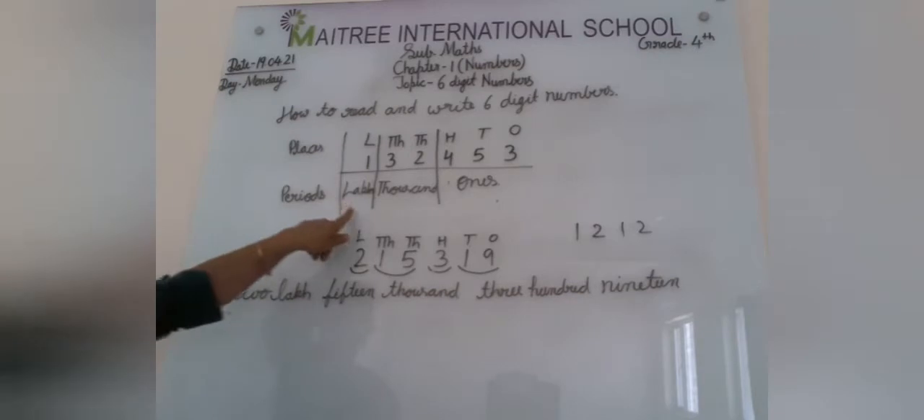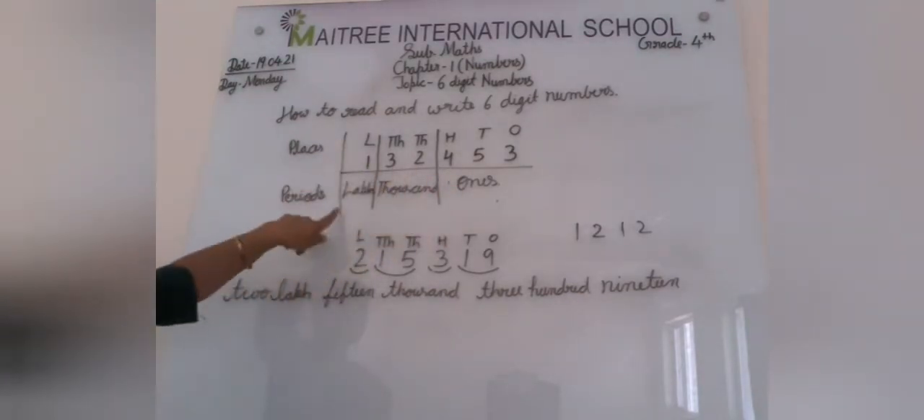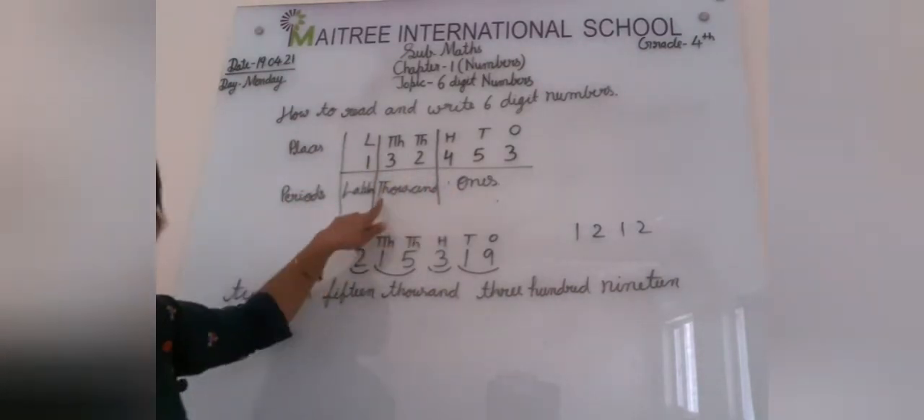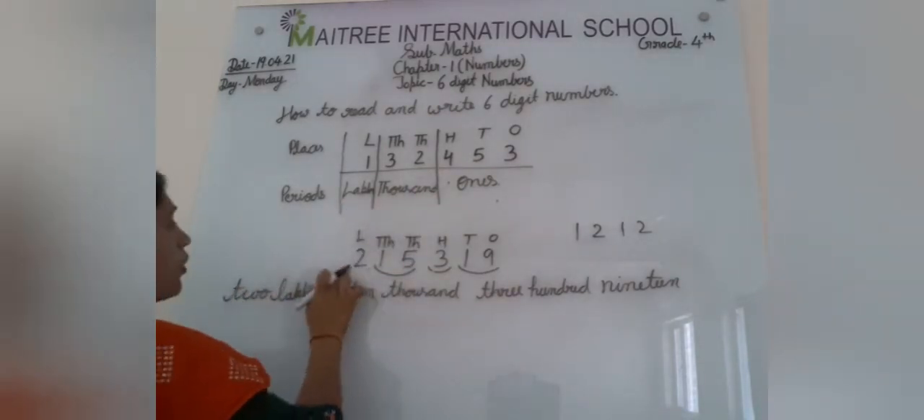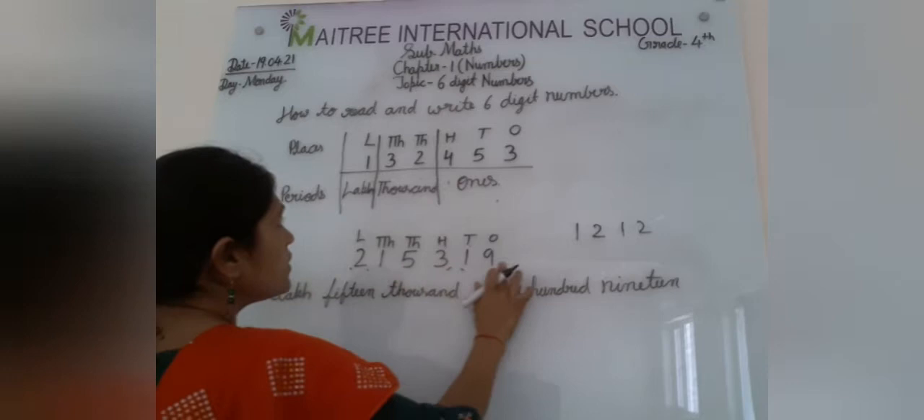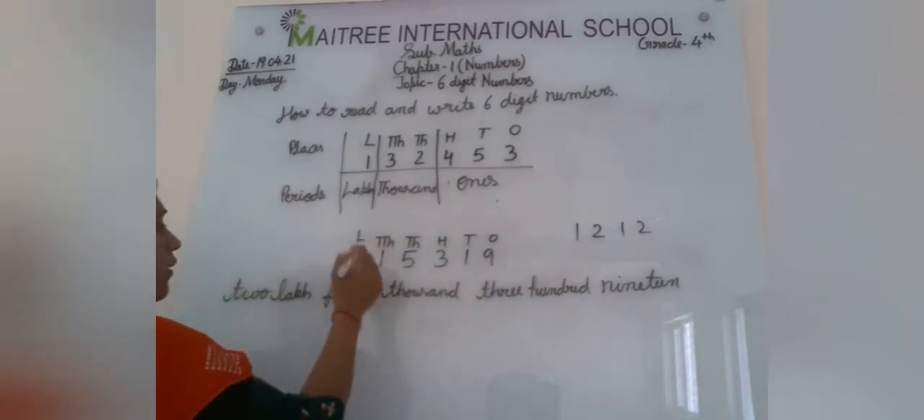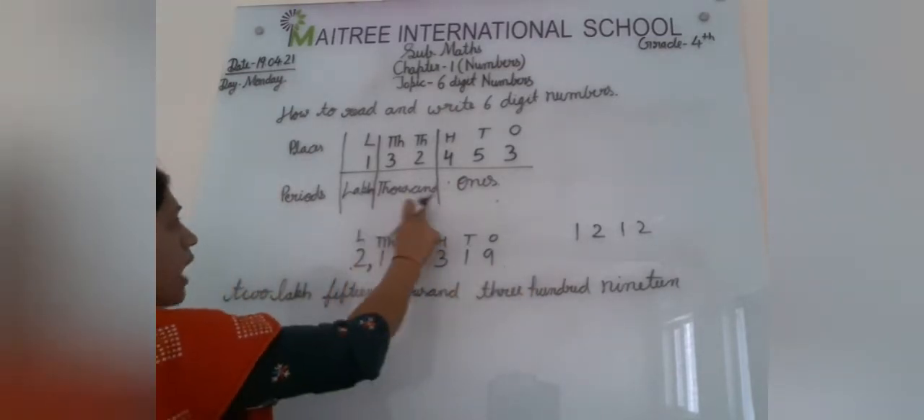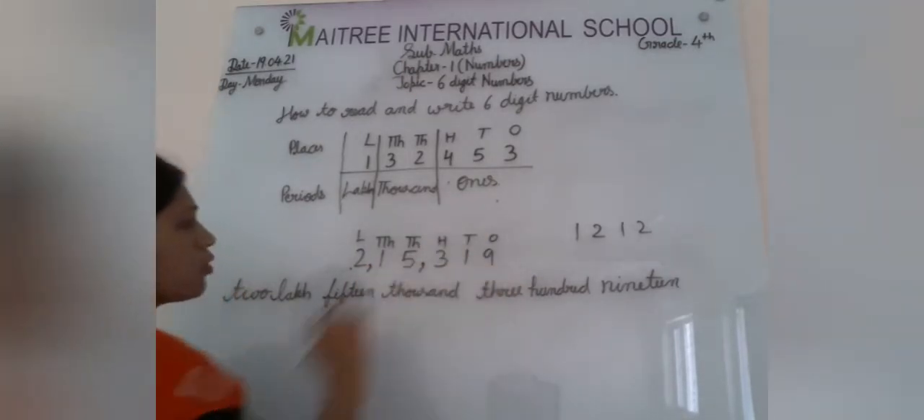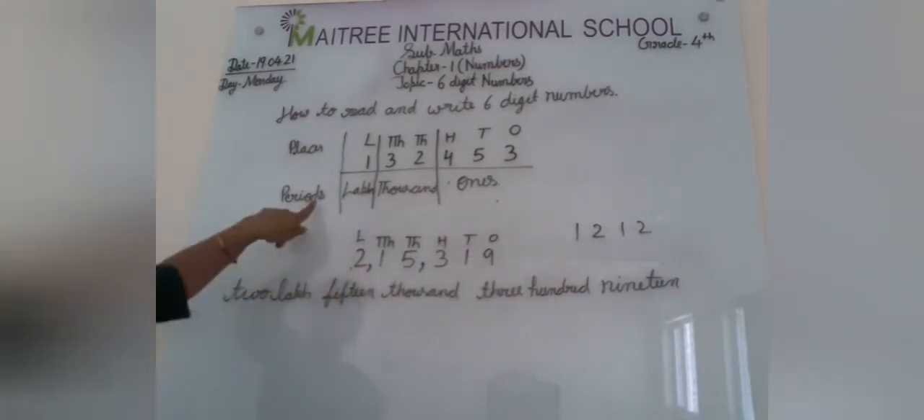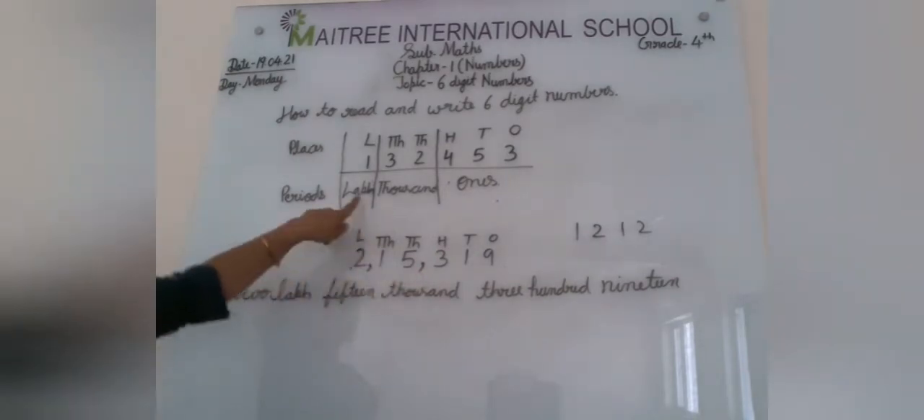Here we have three periods, so we need to put the commas according to the period. Yes, we have three periods here. So where will we put the commas? See here, I am putting one comma after the lakh, then the thousands place, and this is the ones place. So according to the periods, we will put the commas here.